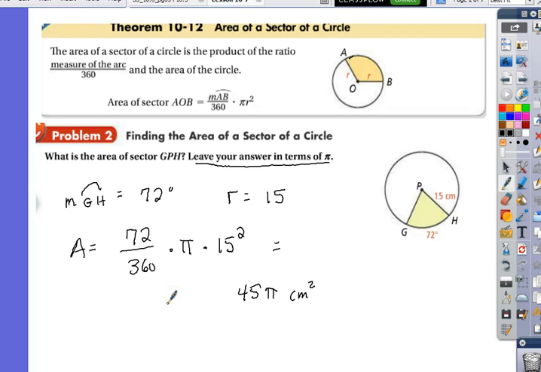That's how it's done. By the way, the whole area of the circle would have just been 15 squared times pi, which is 225 pi. When you put 45 pi over 225 pi, it reduces down to 1/5. So I'm saying that the area of this slice of the pie is 1/5 as much as the whole thing. Well, that's crazy because 72 over 360 is also 1/5. This angle measure over 360 gives you the fractional proportion of what you're looking at in your circle.